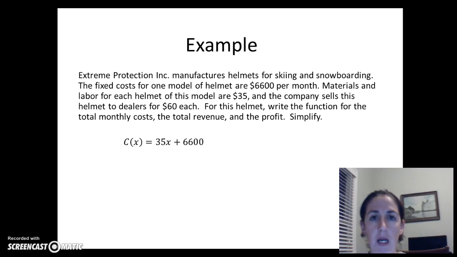Now your revenue is price times quantity. How much are we selling them for? $60. How many are we selling? We don't know, so we can represent that with X.